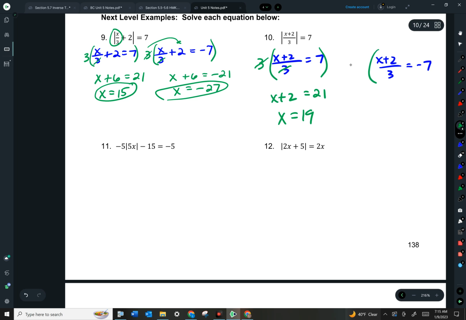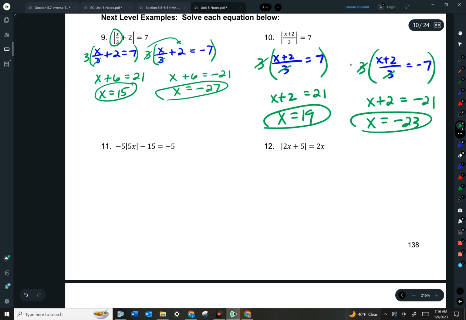And again, do the same thing. Multiply all the way through by 3, so it cancels. So x plus 2 equals negative 21. And then if you subtract 2, x equals negative 23. So again, we're still writing two equations. It's just that we're doing some practice on some of the uglier solving. So let's just do one more.